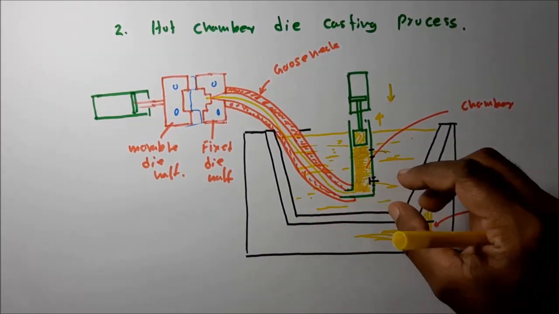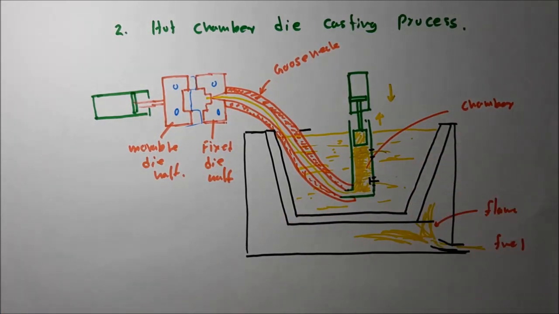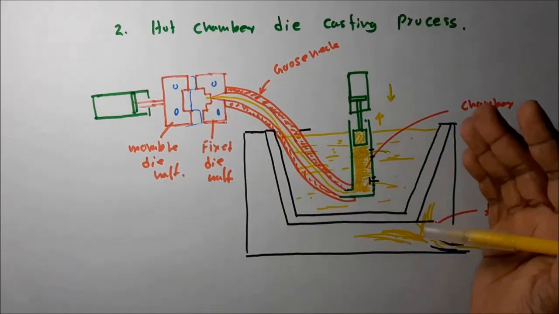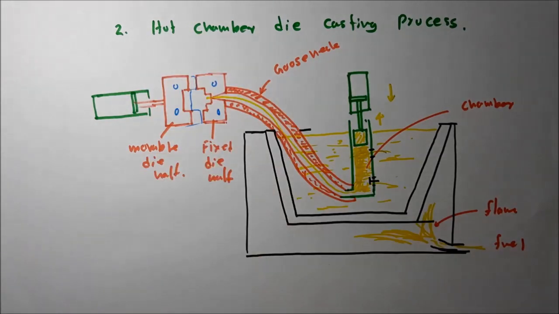This is called the motor metal pool. It is deep inside the motor metal pool. So then the process is fully automatic, but compared to the cold chamber die casting machines, the hot chamber die casting machines are very expensive because this setup is very expensive.